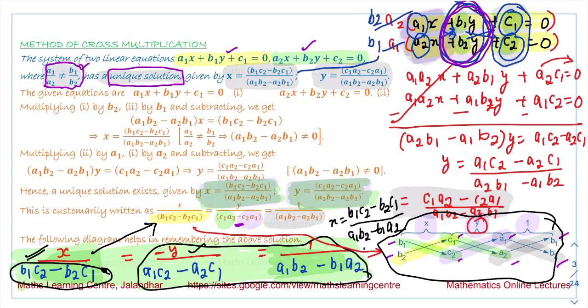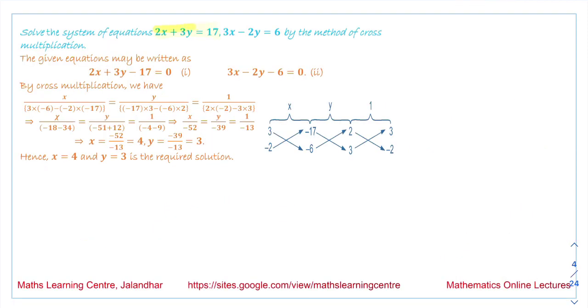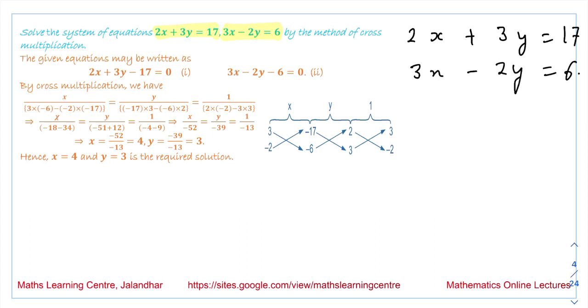So we are given a system of linear equations. This is the first equation, this is the second equation. If we write these equations like this, it is 2x plus 3y equal to 17, and the second is 3x minus 2y equal to 6. So, two procedures over here. First, we write x, y and 1.